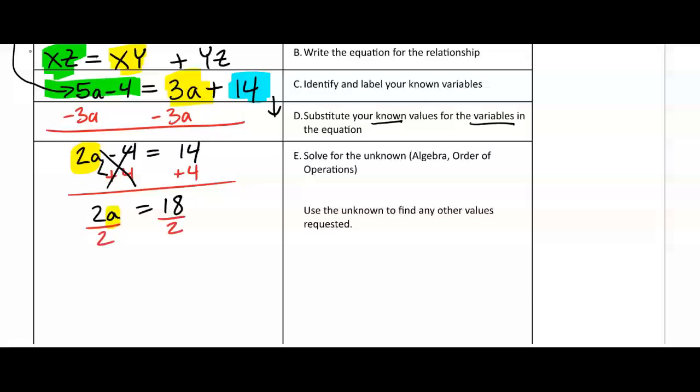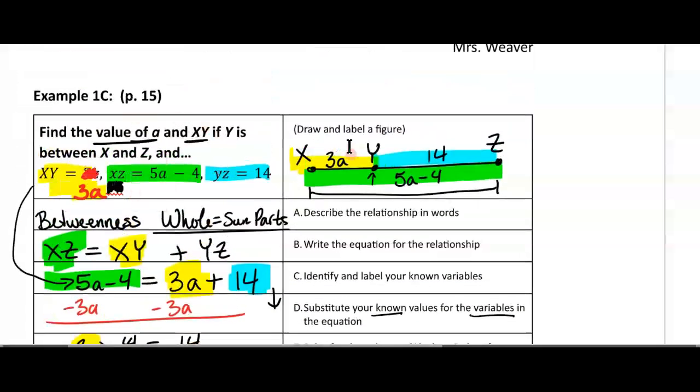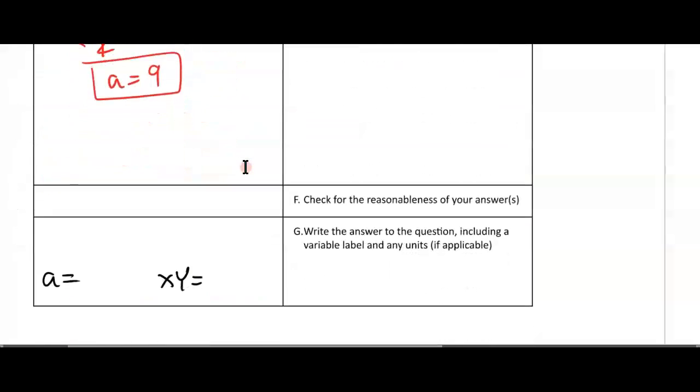There we go. This is my multiplicative inverse property. 2 divided by 2 is 1a. 18 divided by 2 is 9. A couple things I want to check. Did I have any units? There were no units given, so I'm fine there.